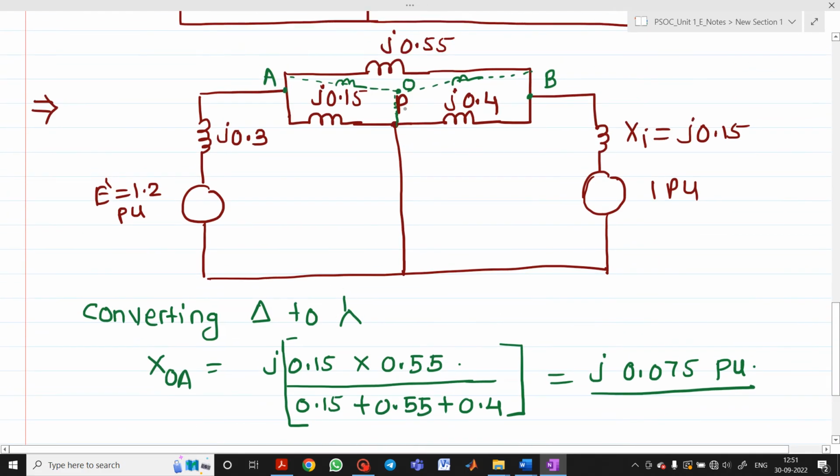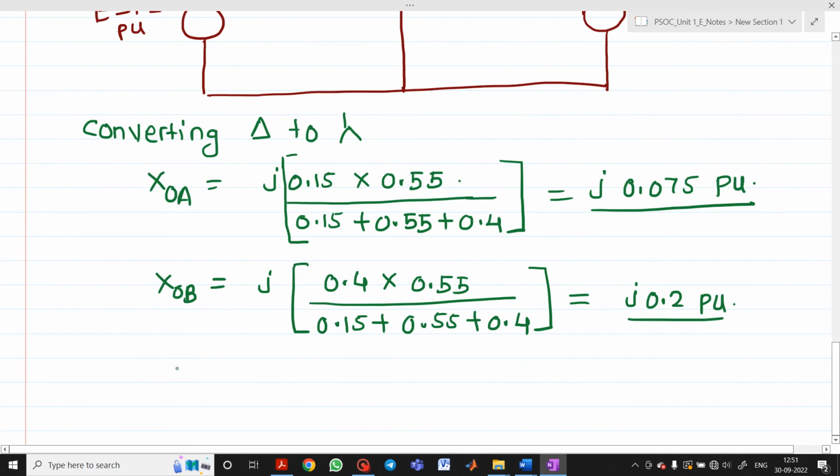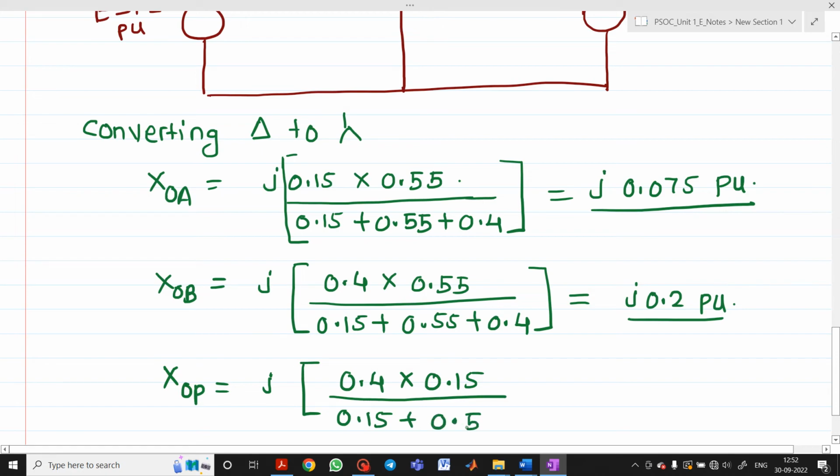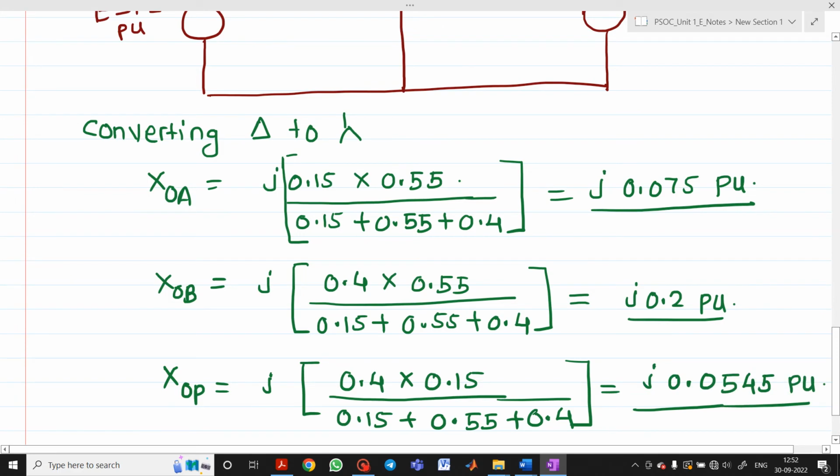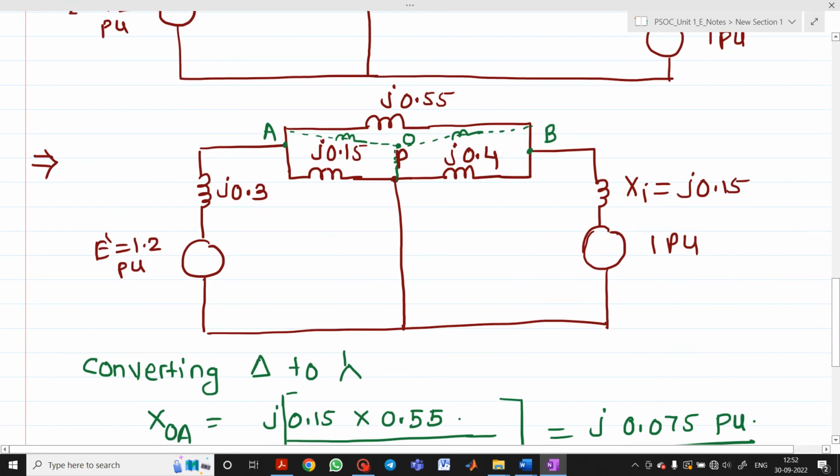And how to find XOP? Now what are the opposite things? 0.15 and 0.4. So therefore I will write XOP will be equal to J 0.4 into 0.15, whole divided by 0.15 plus 0.55 plus 0.4, the sum of all the reactances. So if you find it out, you will get the answer as J 0.0545 per unit. I think you understood what we did. First we converted this delta into star.